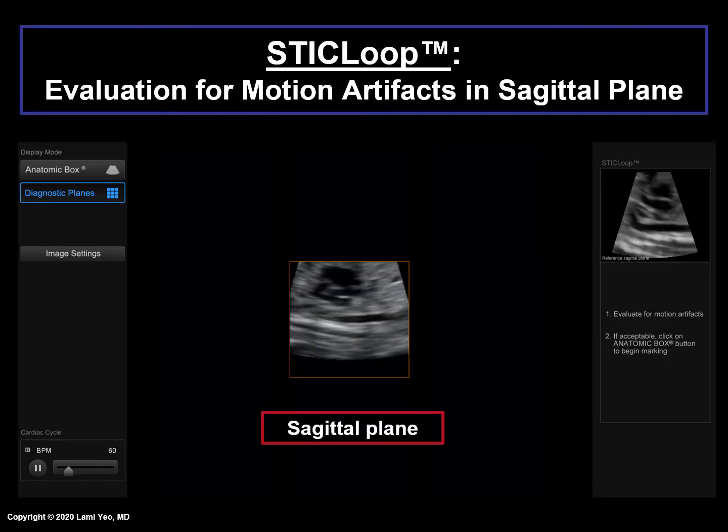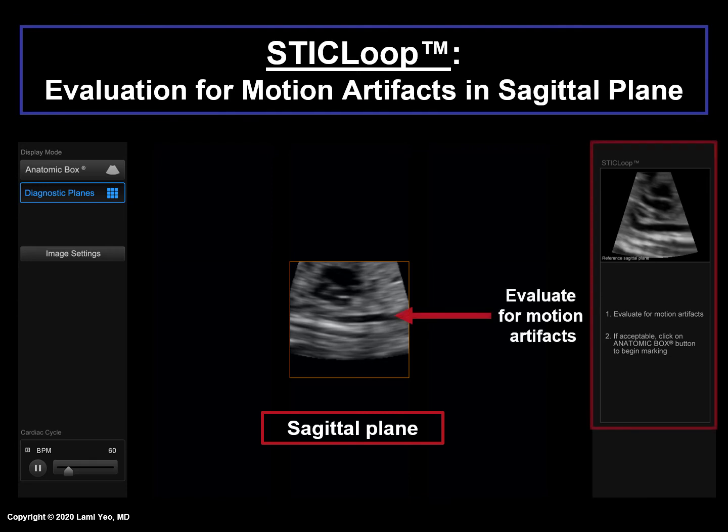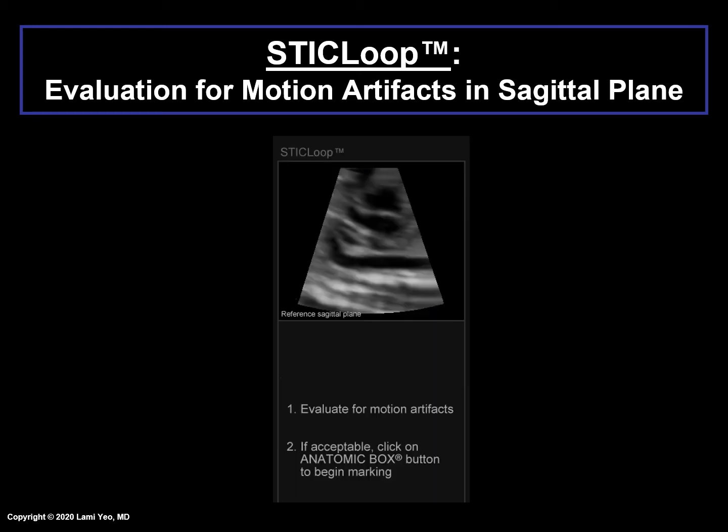The last stick loop criteria is that in the sagittal plane there should be minimal or no motion artifacts seen. As a reminder, here is the sagittal plane of the stick loop that is evaluated for motion artifacts, and the panel on the right provides instructions, which states that the purpose of the sagittal plane is to evaluate for motion artifacts, and if acceptable, the user should click on the anatomic box button to begin the marking process for the find method. There is also a reference image of the sagittal plane.